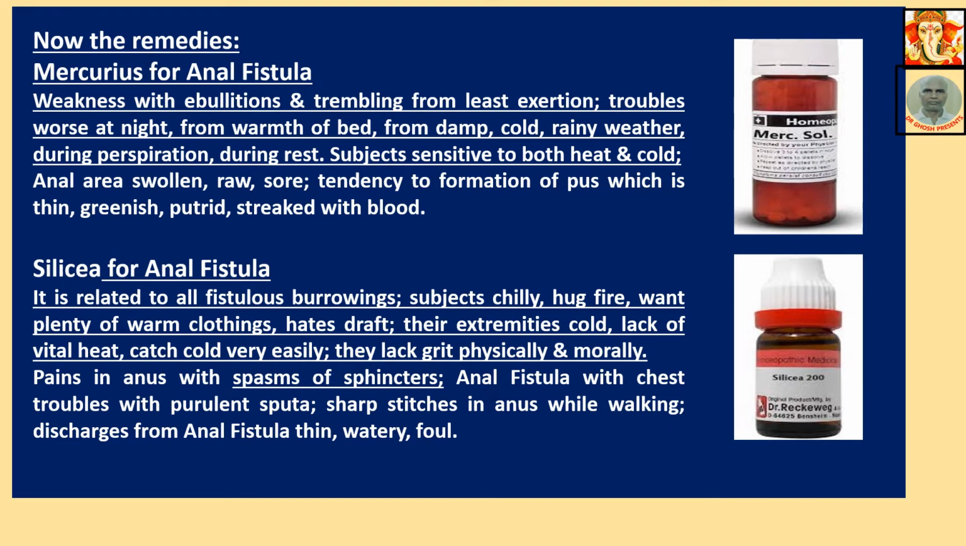Now remedies. Mercurius for anal fistula. Weakness with ebullition and trembling over least exertion. Troubles worse at night from warmth of bed, from damp, cold, rainy weather, during perspiration, during rest. Subject sensitive to both heat and cold. Anal area swollen, raw, sore. Tendency to formation of pus, which is thin, greenish, putrid, streaked with blood. This portion is Mercurius characteristic. Mercurius pus is like this: thin, greenish, putrid, streaked with blood.